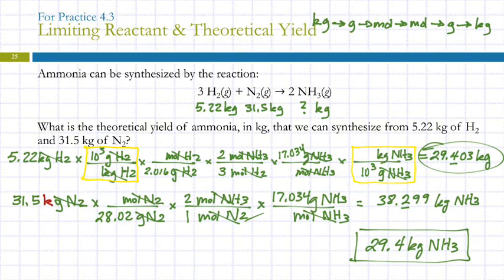What's the limiting reactant in this problem? It's hydrogen. So this is the smaller amount. So if I go back and look here, this is my limiting reactant. The limiting reactant is the reactant that gives you the smallest amount of product.